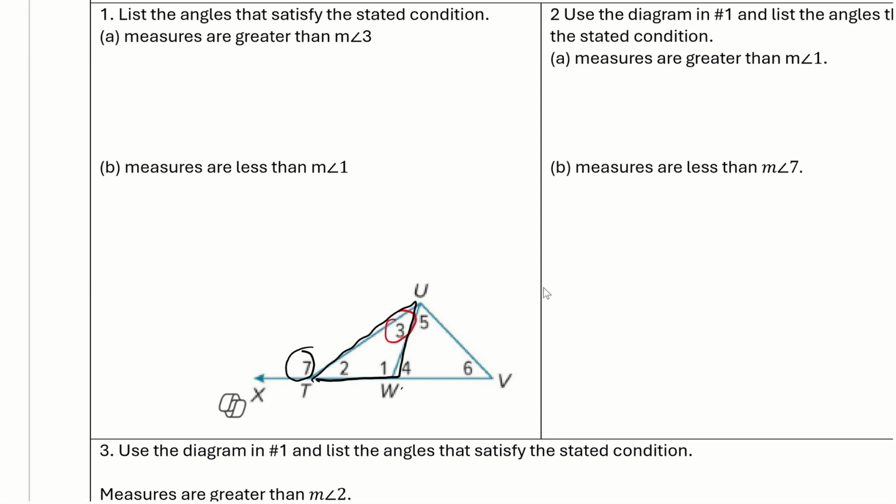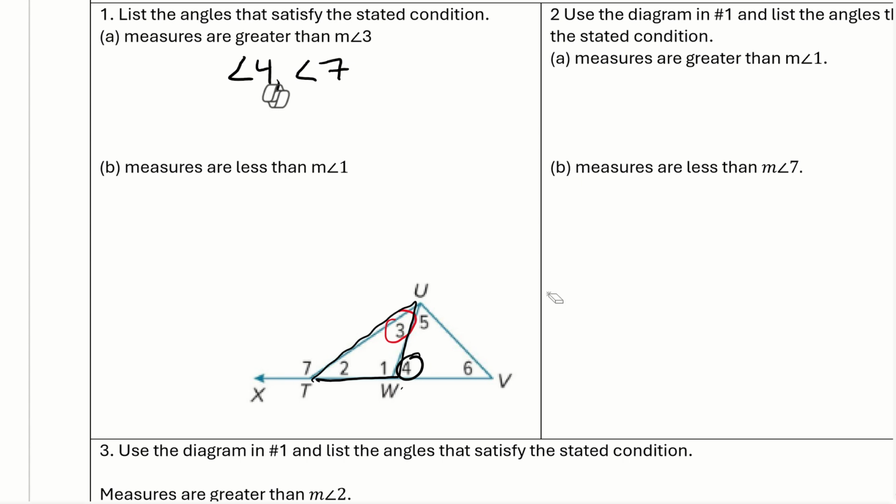And notice that there's also another exterior angle that I can use here, 4. 4 is an exterior angle to 3 as well. And remember that 3 is a remote interior angle to 4 because 3 is far away from 4. So I can use that as well. In other words, these two angles, angle 4 and angle 7, are greater than angle 3. Now let's look at part B.